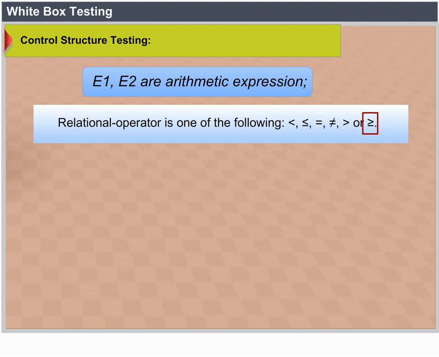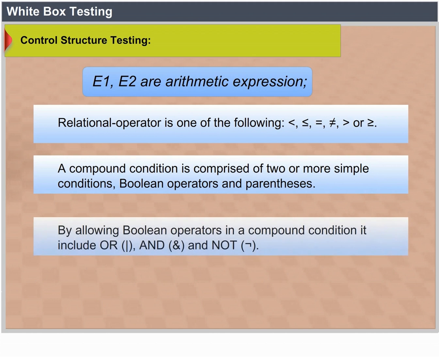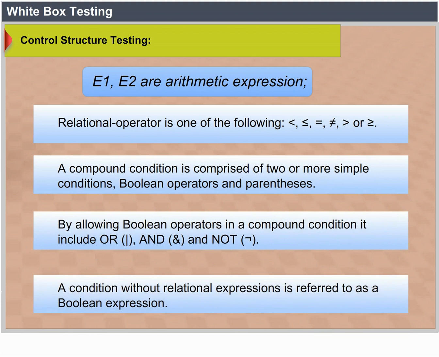A compound condition is composed of 2 or more simple conditions, Boolean operators, and parentheses. Boolean operators allowed in a compound condition include or, and, not. A condition without relational expressions is referred to as a Boolean expression.